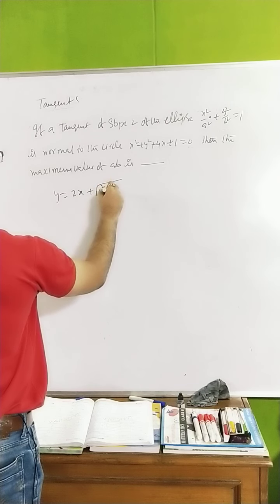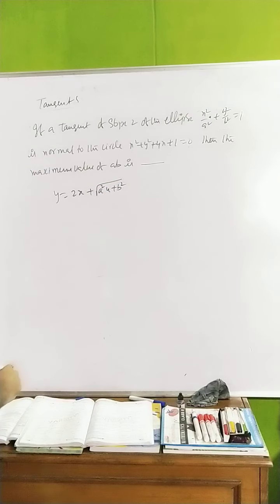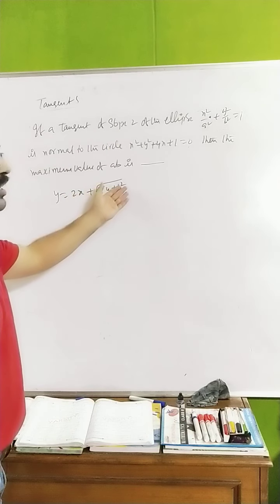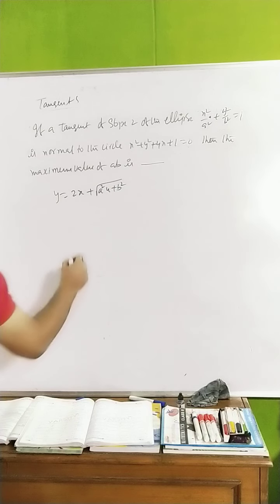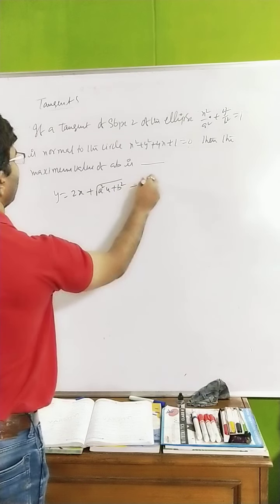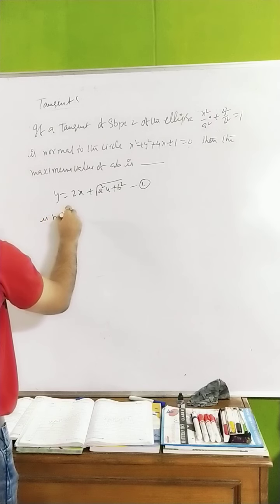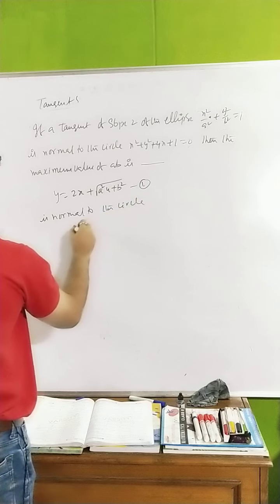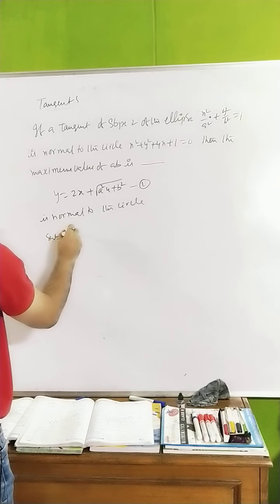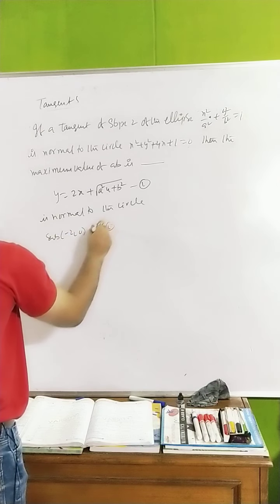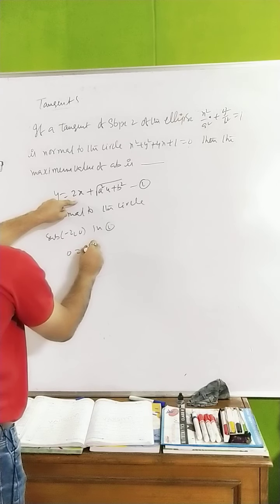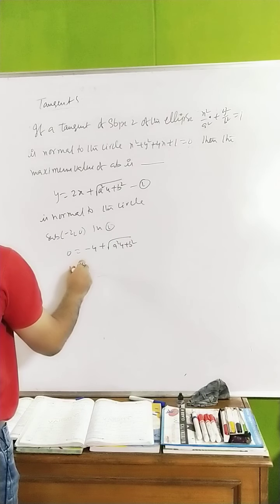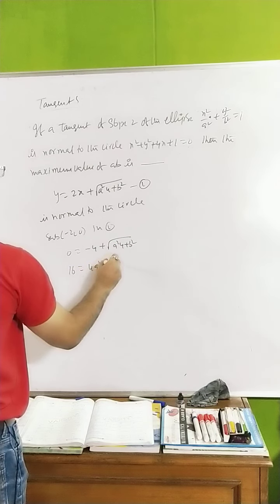A tangent I wrote here whose slope is m, y is equal to mx plus under root of a square m square plus b square, formula used here. Now this one is a normal to the circle. To the circle means substitute here minus 2 comma 0 in 1. So 0 is minus 4 plus under root of a square 4 plus b square, that is 16 is equal to 4a square plus b square we have.